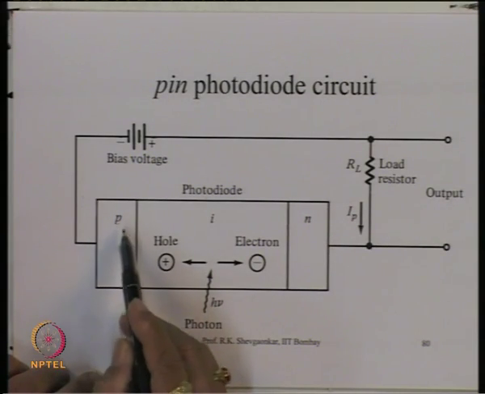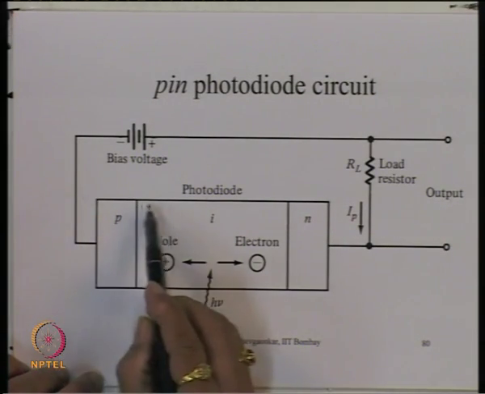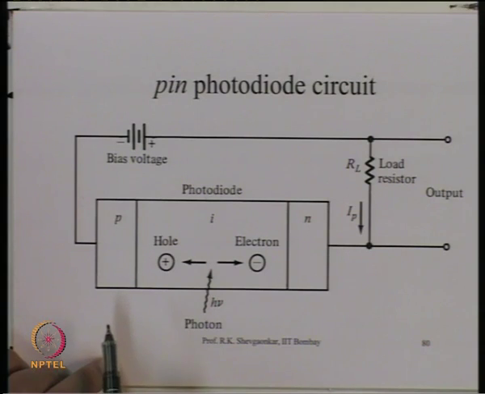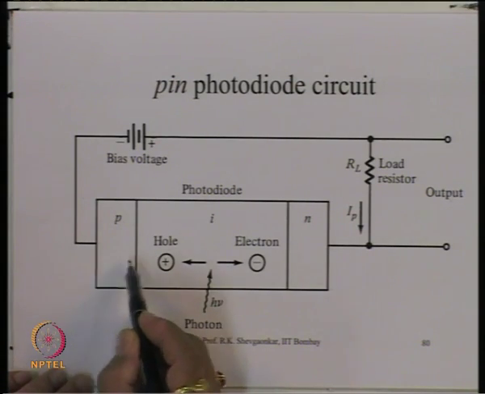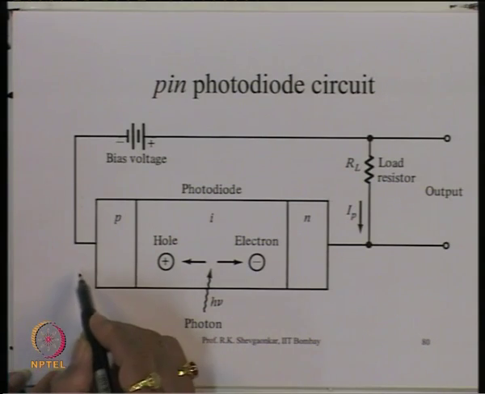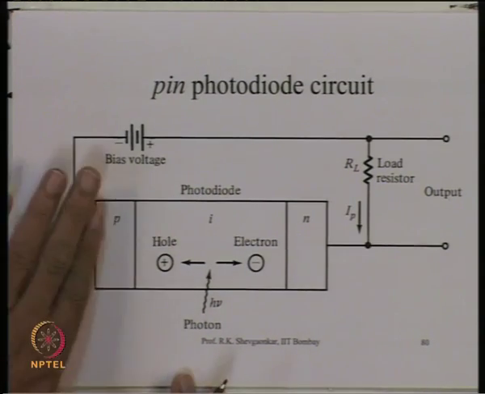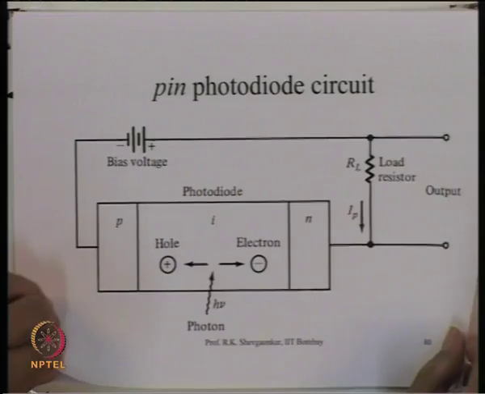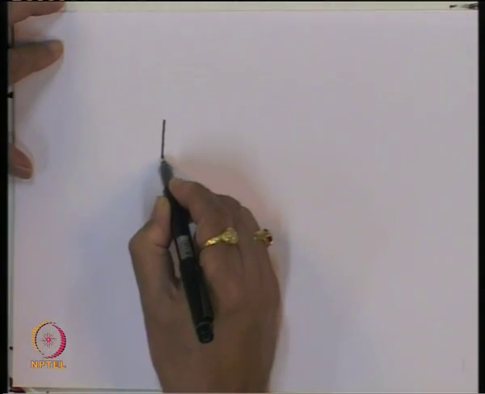So, we do not have a diode which is the simple PN diode, but we have a material which is P material, then an intrinsic layer in between, and then an N material here. And now the photon is incident from this side, not the way it is shown here. It is essentially incident from this side. So, this thickness should be very small. The actual device should look something like this.